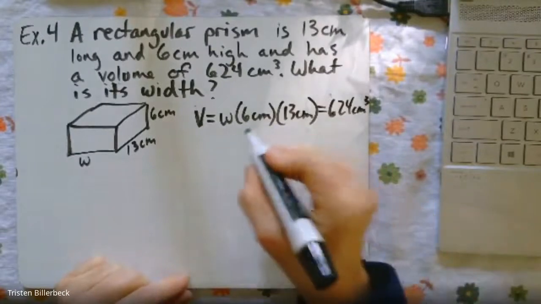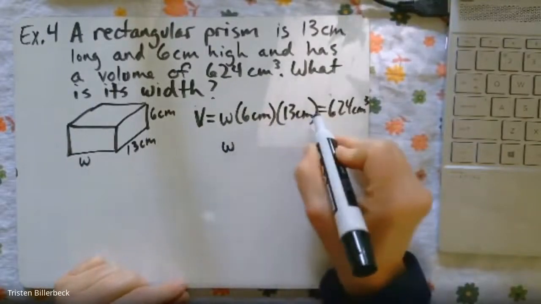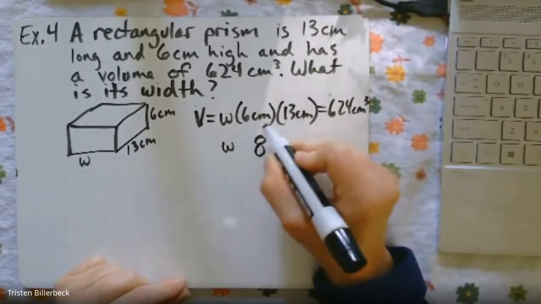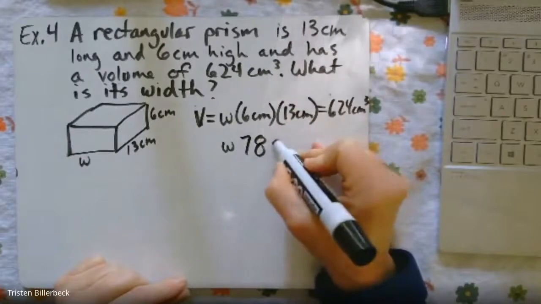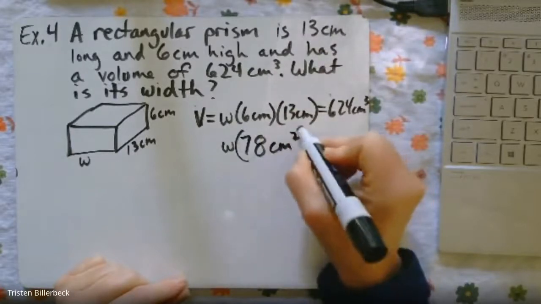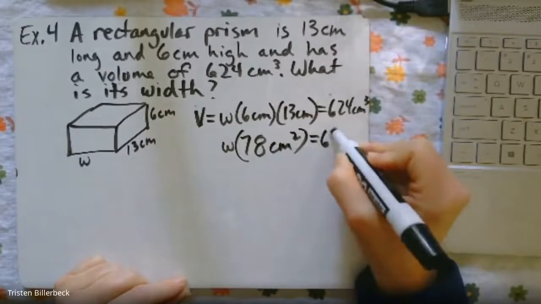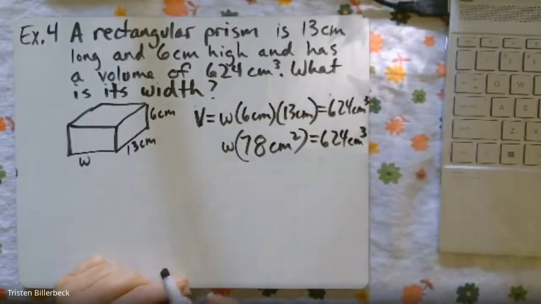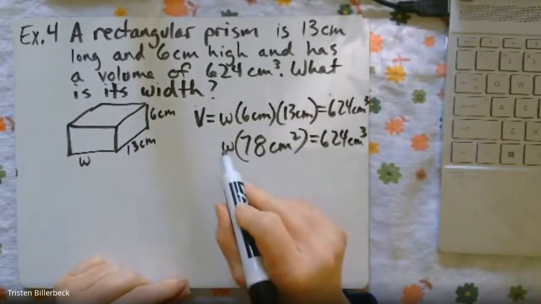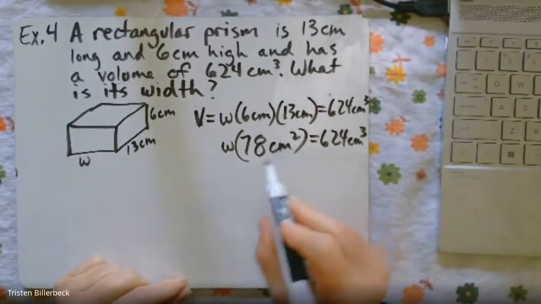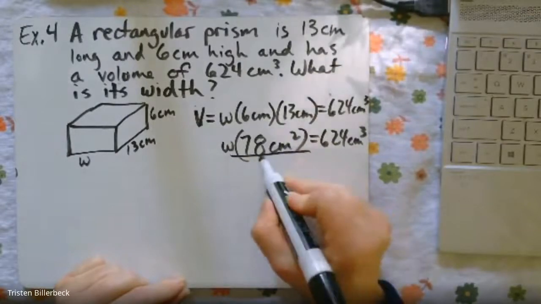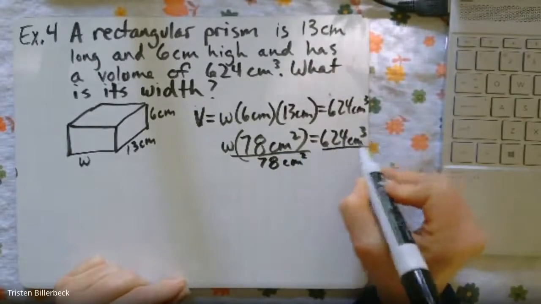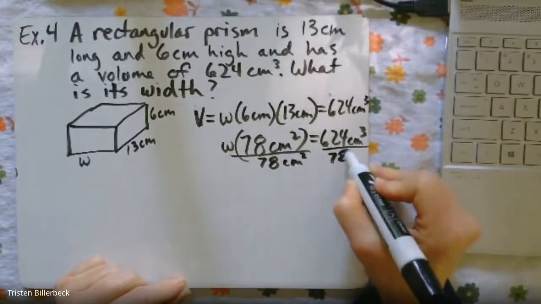Well, 6 times 3 is 18, carry the 1. So we have 78 centimeters squared equals 624 centimeters cubed. All right, so we have W, we want W by itself, and it's being multiplied by 78 centimeters squared. So we need to get rid of that by dividing by 78 centimeters squared.